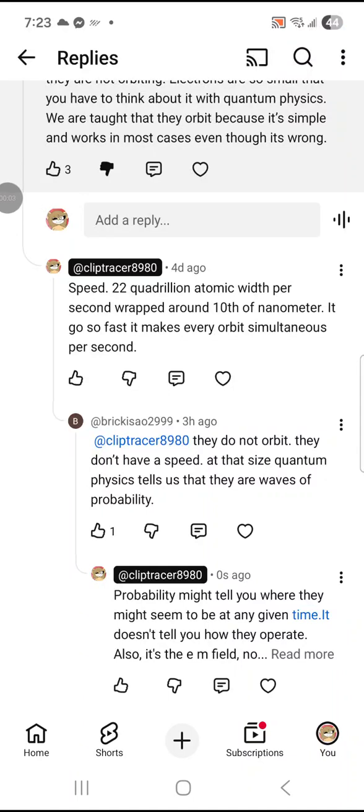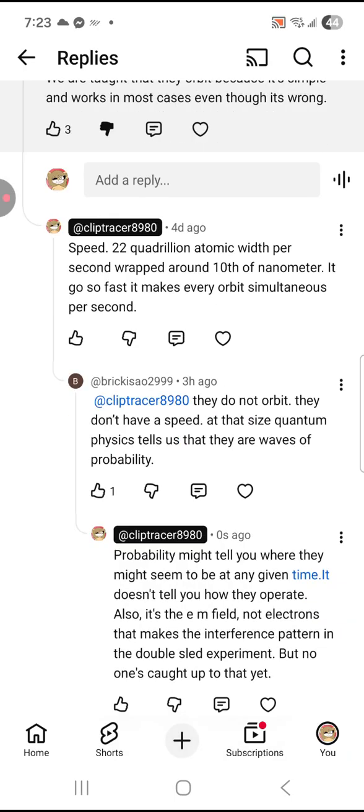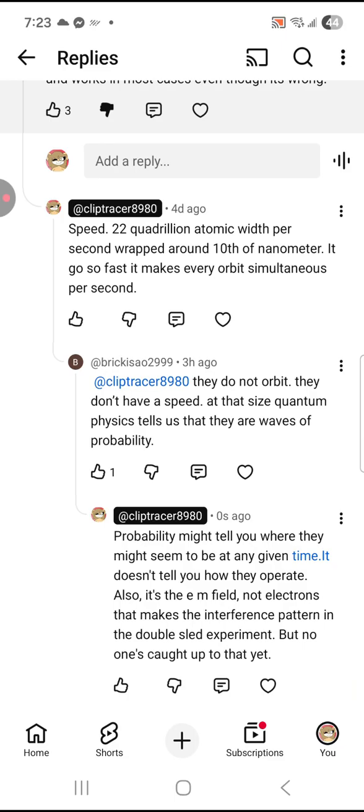Okay, so this guy's basically just a rage baiter where he says they don't have speed. Electrons literally go a set speed of 2,200 kilometers per second in their orbit. You can look this up, it's in textbooks, it's everywhere.